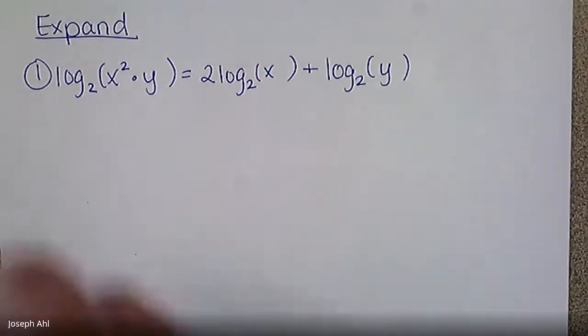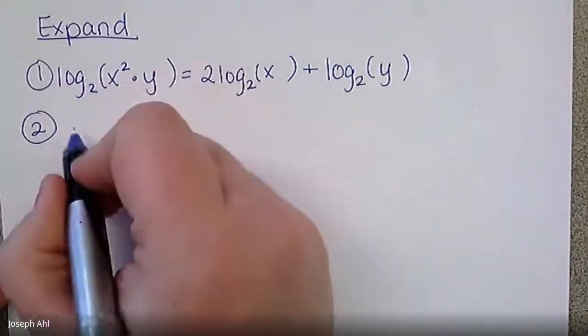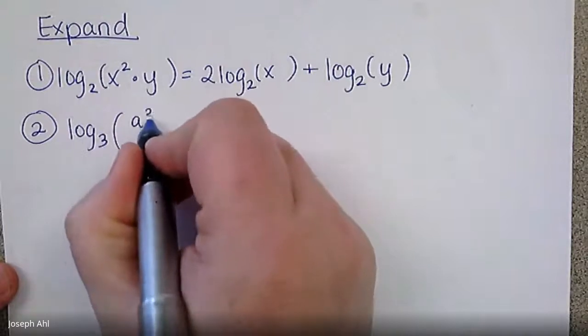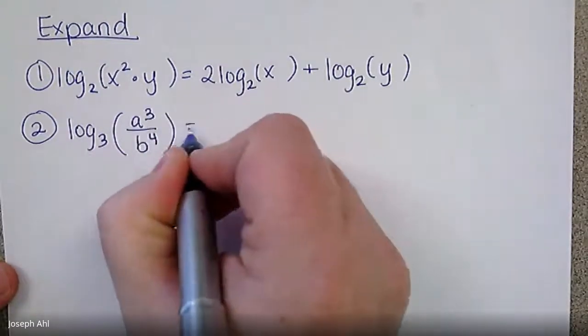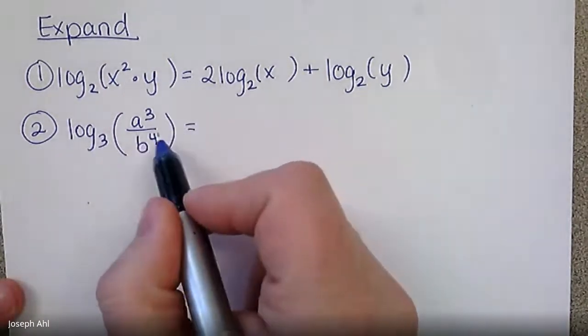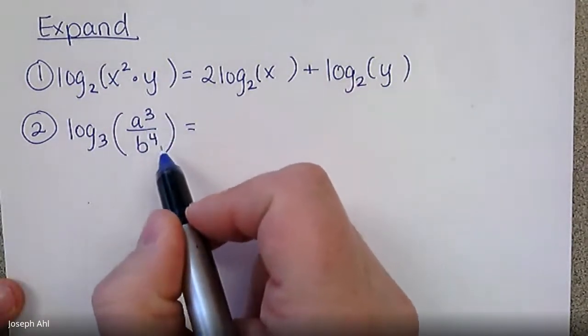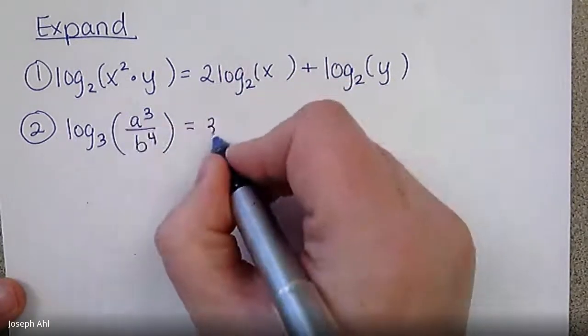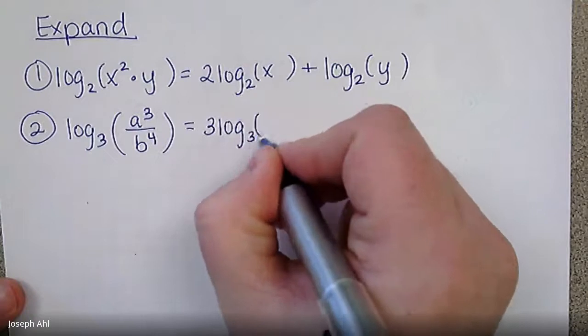All right, moving on to something like, let's give you some quotients in here. Log base 3 of a cubed divided by b to the 4th. All right, this one, again, just uses 2 of our rules. We have a quotient. We also have some exponents that we're going to bring to the front. So the first exponent that I bring out front is that 3 on top. It's 3 log base 3 of a.